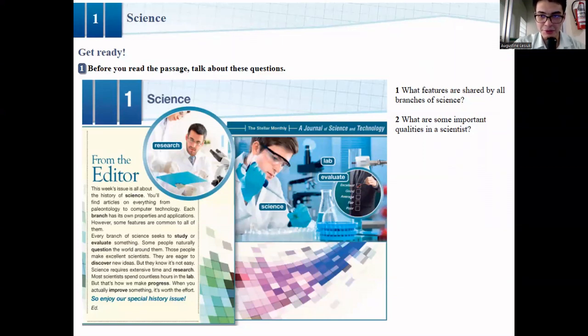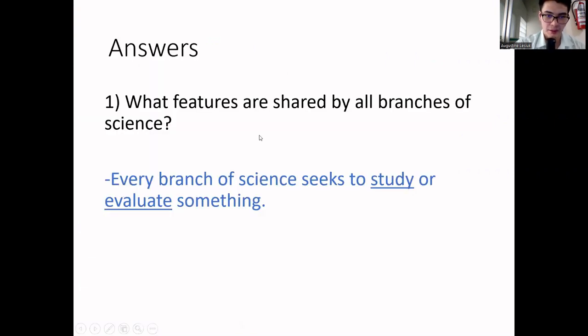Okay, so let's go through the answers together. For the first one, what features are shared by all branches of science? According to the passage, every branch of science seeks to study or evaluate something. So chemistry, biology, physics, all these different branches of science, they all want to study or evaluate something. So that's a common feature shared by all of them.